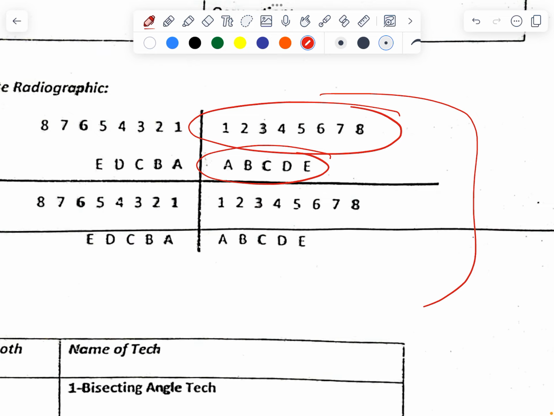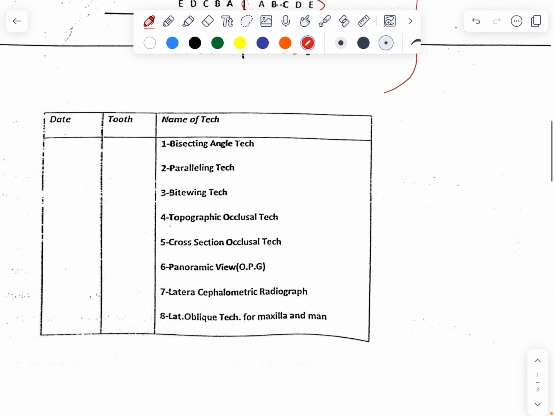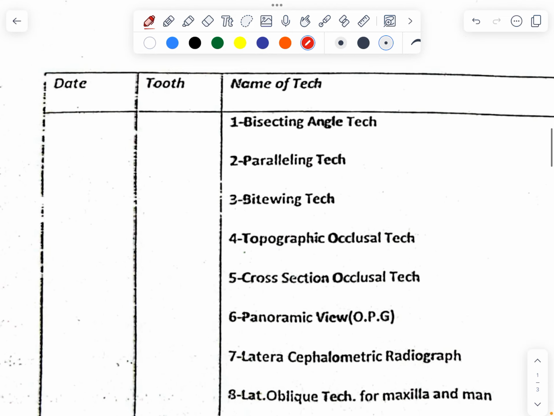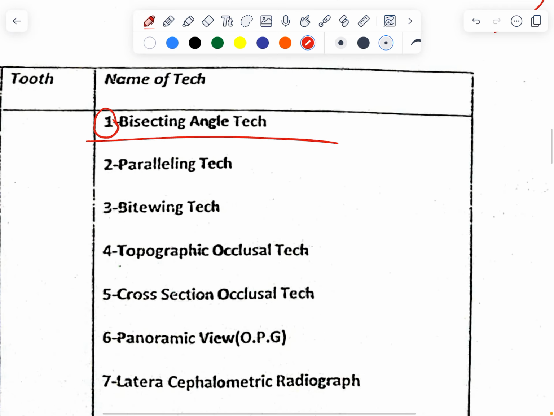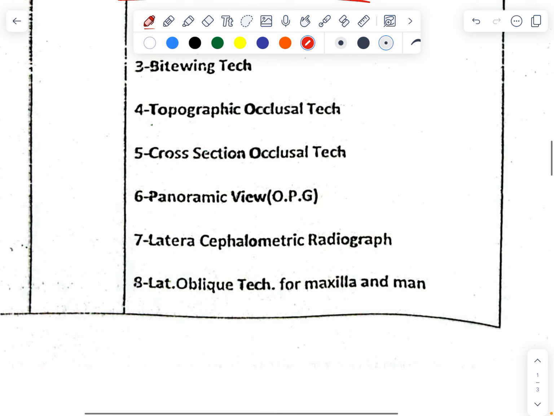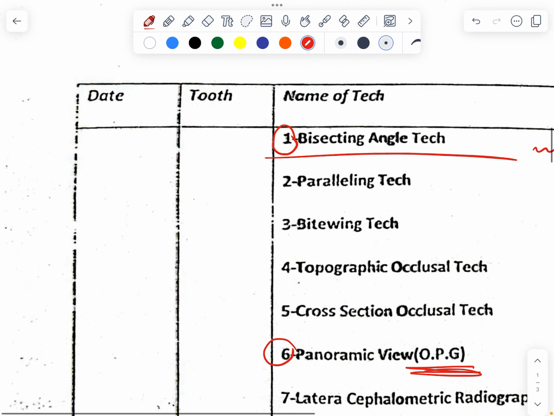Here we have two types of X-ray: bisecting angle technique, that is also called periapical X-ray, and panoramic view, that is called OPG. The tooth number should be mentioned and the date of X-ray taking.